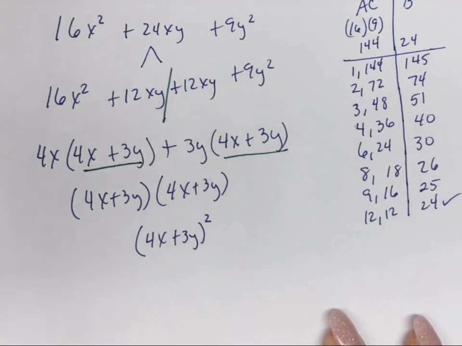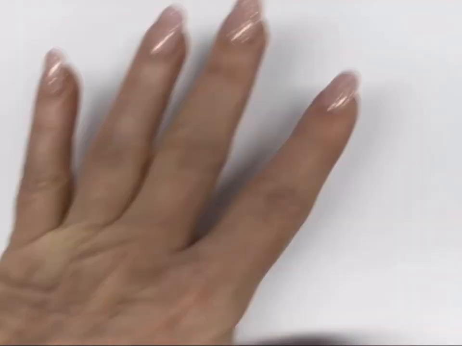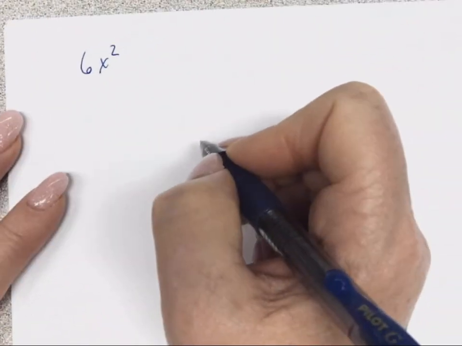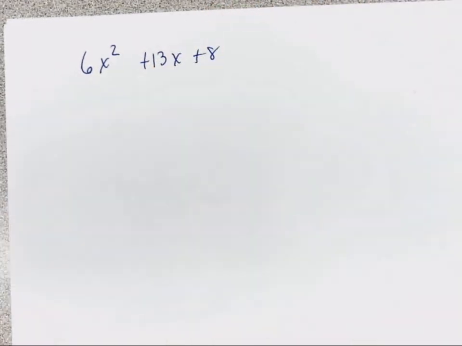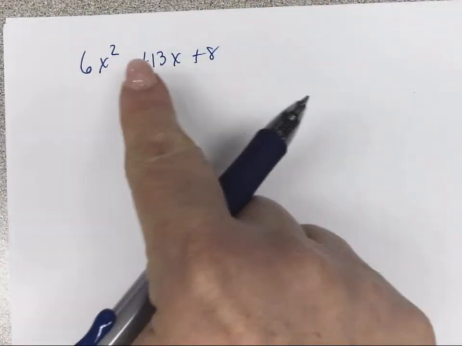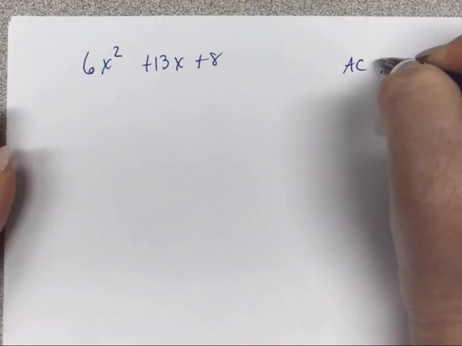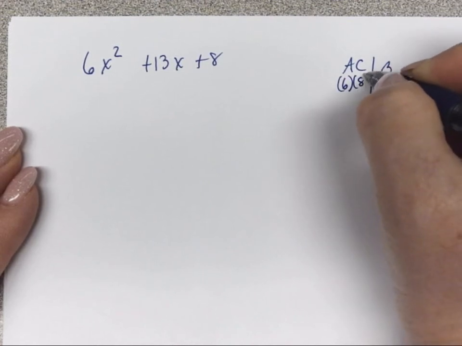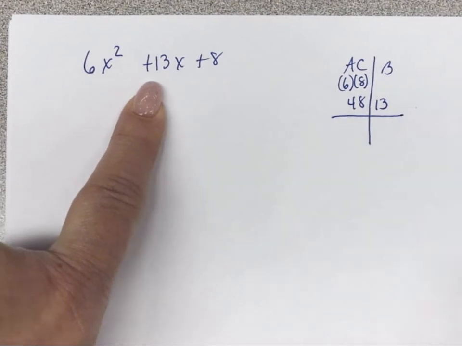Alrighty. So now we are looking at another problem. Let's look at 6x squared plus 13x plus 8. No GCF there, 13 is a prime number. So A times C trying to get us to B. So 6 times 8 is 48, trying to get to our 13.